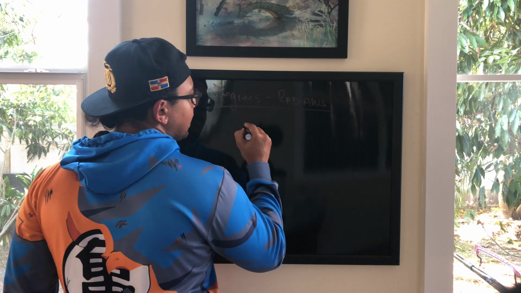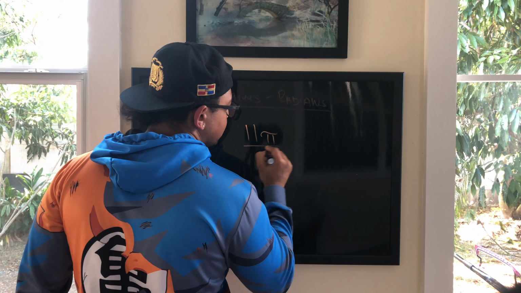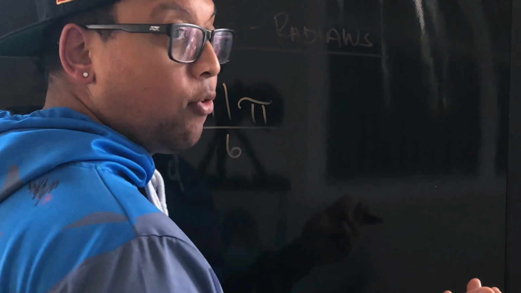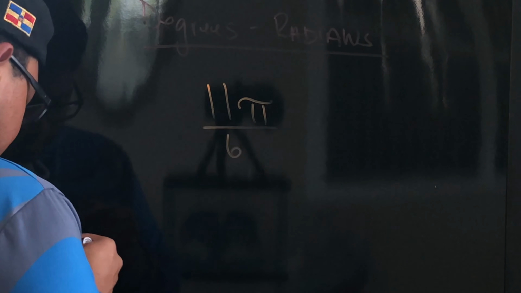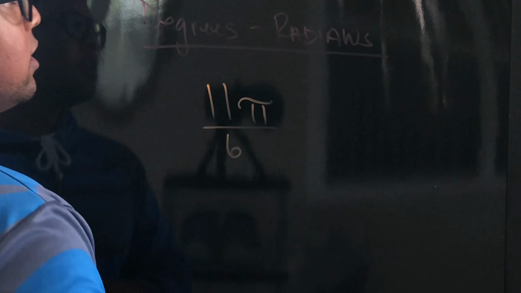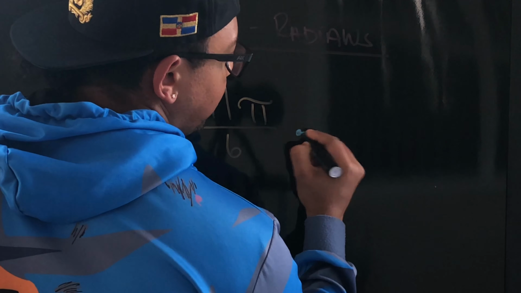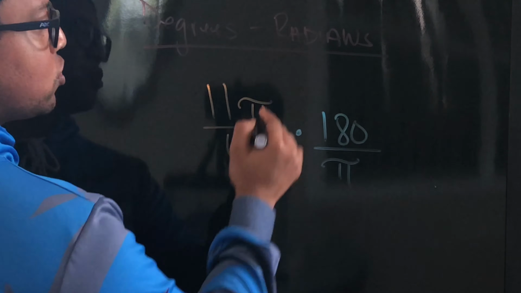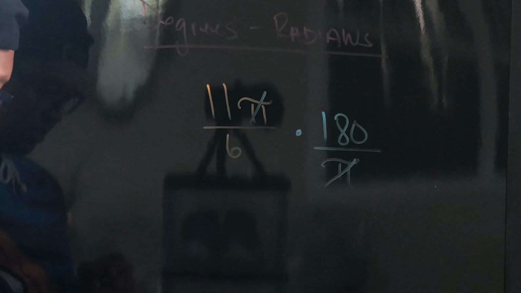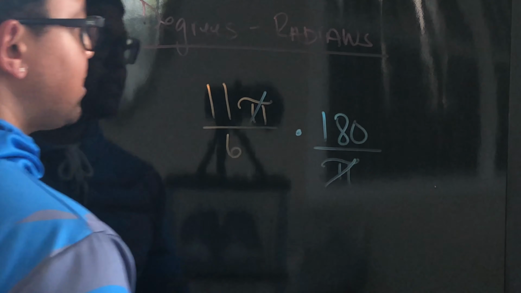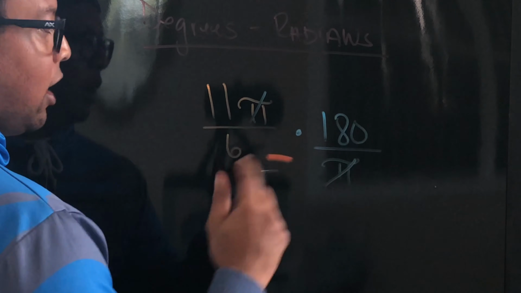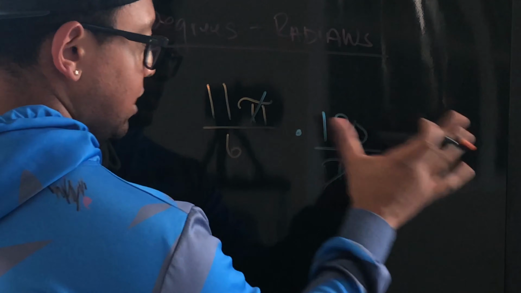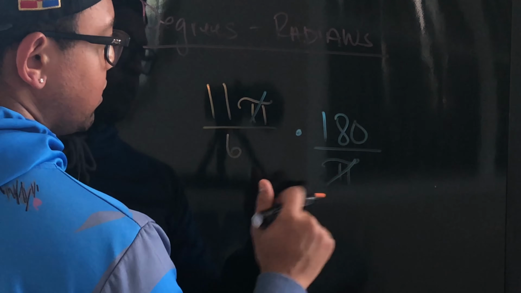I'll give you guys 11 pi over 6, and I want you to convert that from radians to degrees. Like I said before, the first thing you're going to do is multiply the entire thing by 180 over pi. So you're going to multiply this whole thing by 180 over pi. If you notice, the pi's cancel. Once the pi's cancel, you can go ahead and figure it out. Now I'll break it down for you guys, and then from there we're going to solve it together.